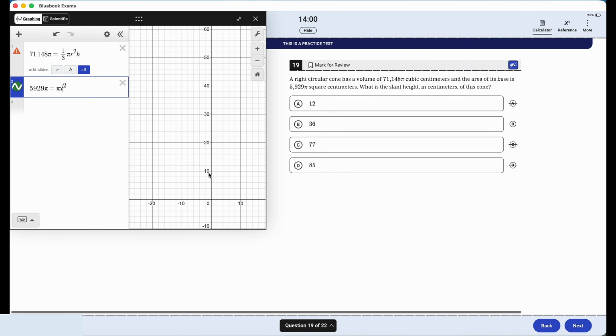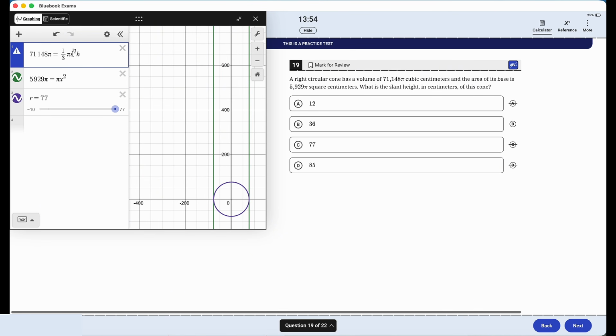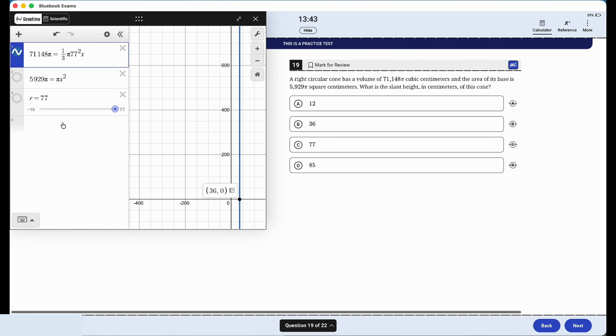But I can figure out r if I just change r to x, right? You see Desmos will solve it for me. So I know radius is 77. See, if I know radius is 77, I go back up here, I replace radius with 77. And if I want to find h, I change h to x, right? Ignore these other graphs. We want the blue one. That's our h. So h is 36.